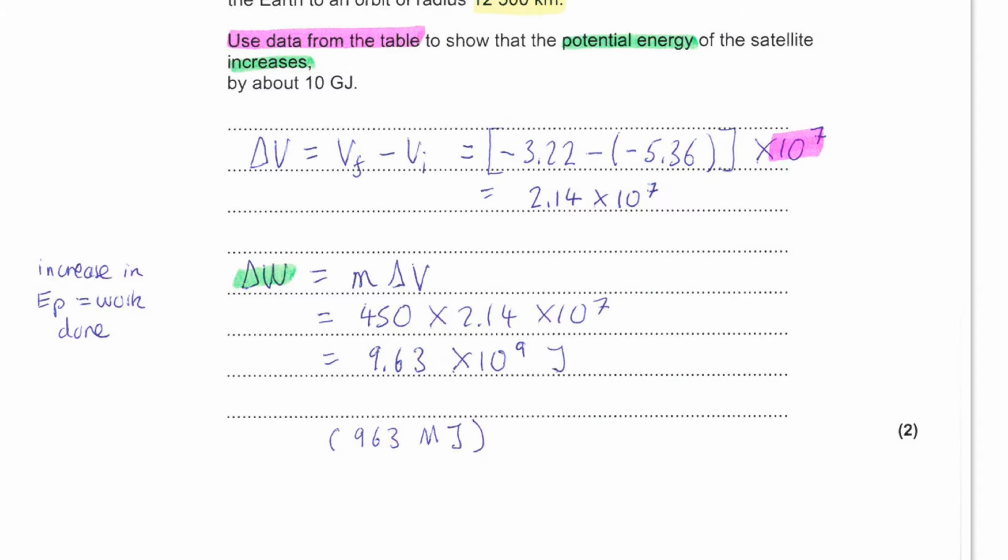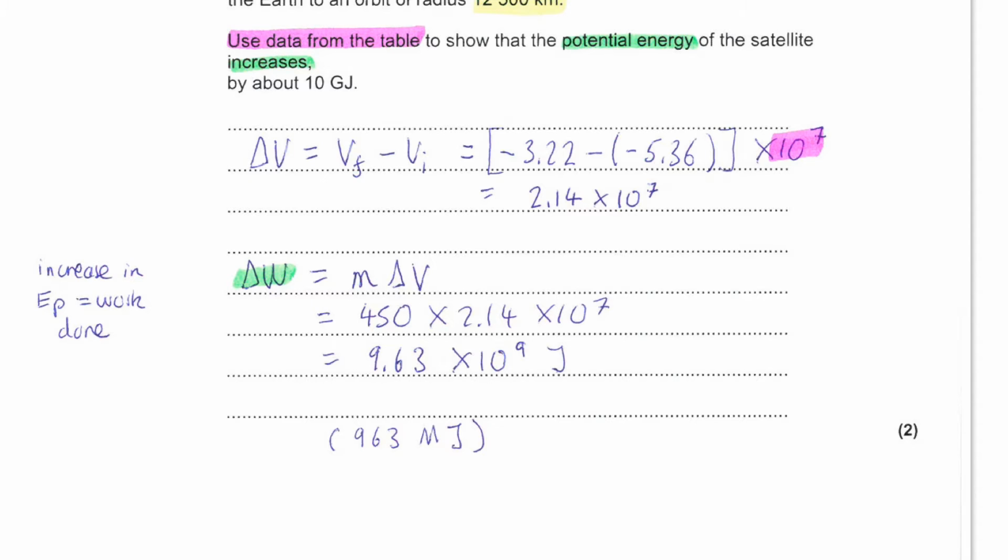Now a calculation. So you're told that a satellite has a mass of 450 kilograms, and it's moved from an orbit of radius 7,500 kilometers to a higher orbit of 12,500 kilometers. The question says, use data from the table to show that the potential energy of the satellite increases by about 10 gigajoules. Very, very important that you use the data from the table. It also makes life pretty easy.